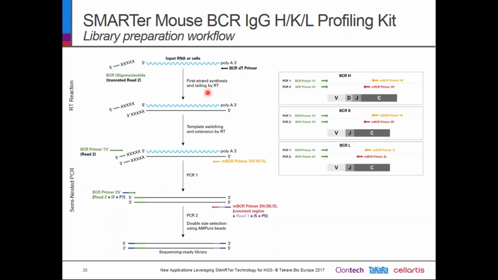You can see that the library prep workflow looks quite similar to what I showed before for the TCR. But of course, in this case, we are incorporating primers for BCR amplification. We will have 3 sets of primers: one for the heavy chain, and 2 for the light chain, for amplifying kappa chain or lambda chain. But the workflow is very similar. You can start with your RNA or your cells and then end up with your library ready to sequence.